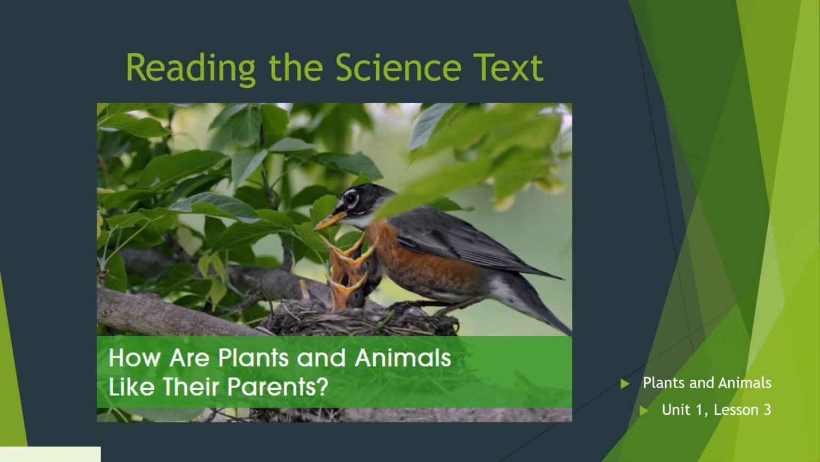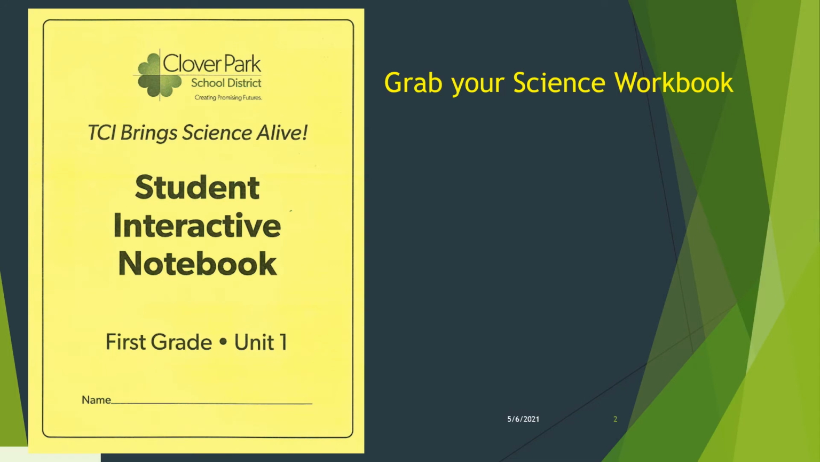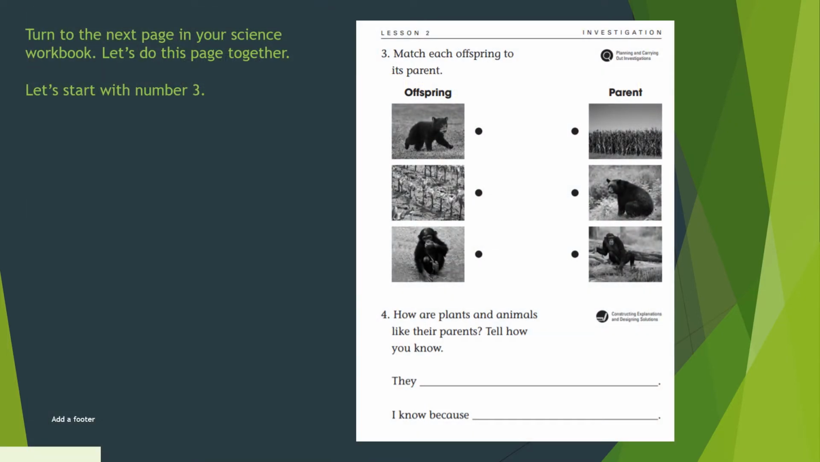Welcome back to our science unit. How are plants and animals like their parents? This is Unit 1, Lesson 3. Grab your science workbook. Turn to the next page in your science workbook. Let's do this page together.